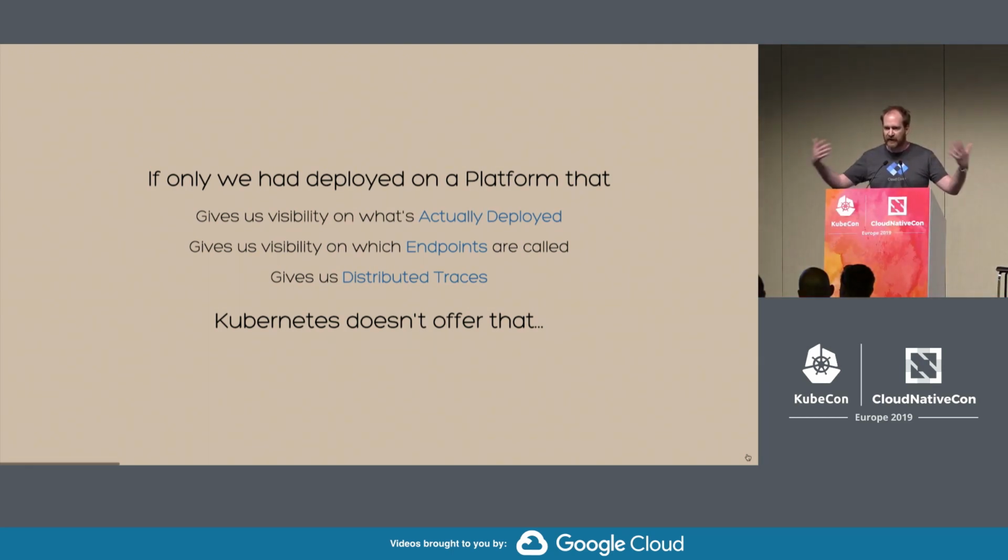You've got the list of the services you've deployed, you can see the logs, you can see maybe the status of each service, but you don't really see the big picture. So this is where Istio comes in.